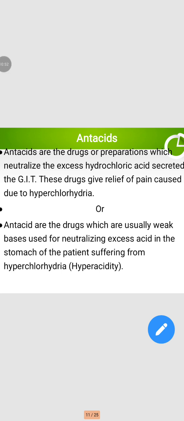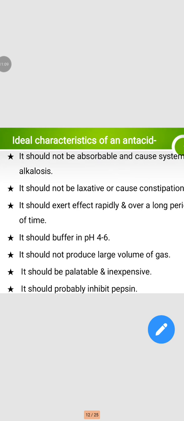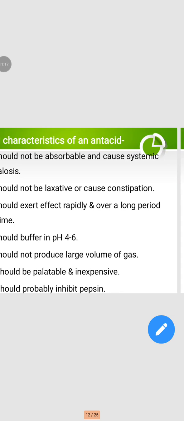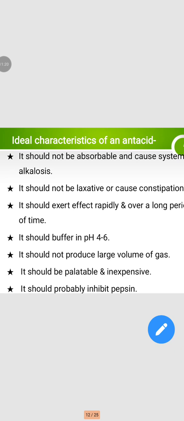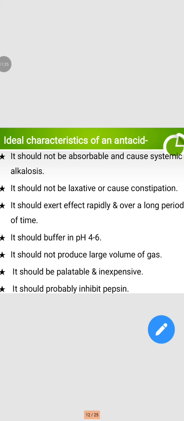So, antacids are the drugs which are usually weak bases, used for neutralizing excess acid in the stomach of the patient suffering from hyperchlorhydria or hyperacidity. Some ideal characteristics of an antacid: it should not be absorbable and cause systemic alkalosis. Then the antacid should not be laxative or cause constipation.